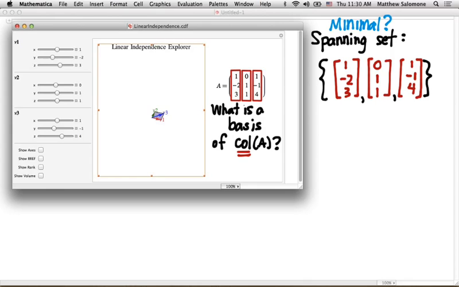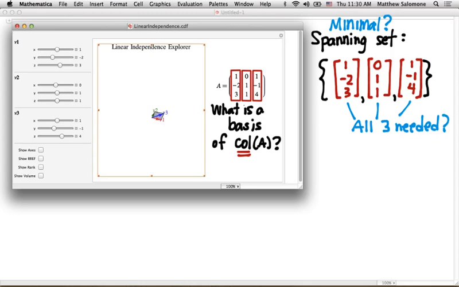And so we need to know whether it's necessary to use all three of these vectors, or whether we might be able to throw one or more away. If we can throw one or more of them away, then we have to do that before we have a basis. We have to throw away as many vectors as it takes, such that we have exactly as many as we need to span the column space of A, and no more.